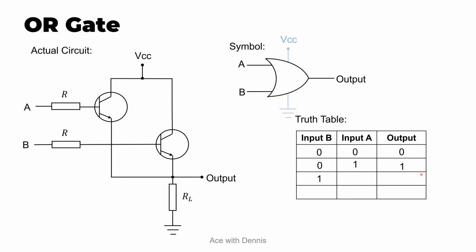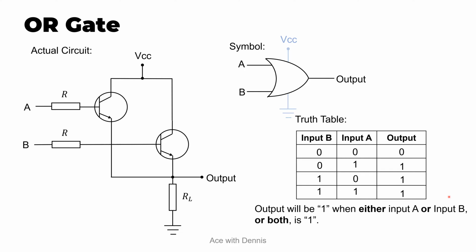So similarly, when both input B and input A are 1s, which means that these two transistors are turned on, the output will be 1 as well because the current flows through both transistors and then flows into the load here. Hence, we have output 1. So this is the truth table of the OR gate. We can say that output will be 1 when either input A or input B or both is 1. So we can write the formula for the output as A plus B.